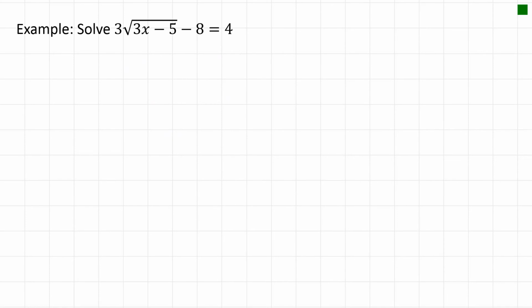And one more example. The only difference here is that we're going to have a coefficient 3 times our radical, but we're going to go about it with the same strategy, which is just to isolate that radical at the beginning. So add 8 to each side. 8's the loosest thing that's connected to that radical, so we get rid of it first. So I still have 3 times the square root of 3x minus 5. And now that 8's been kicked over to the other side, 4 plus 8 is 12.